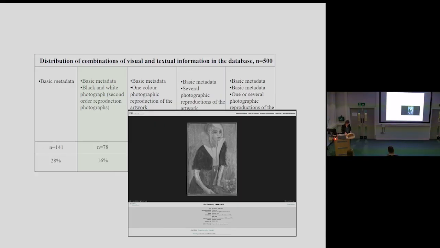The second most simple type of entry included one black and white photograph and basic metadata. In these cases, the picture of the artwork is a second-order reproduction, as it is a digitized version of an already existing black and white reproduction photograph, and not a photograph of the artwork itself.